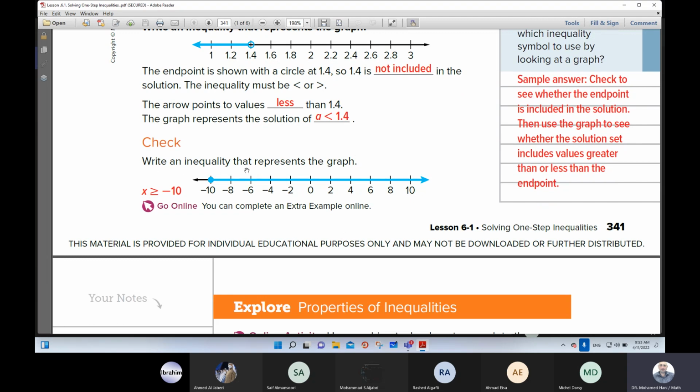The second example here, write an inequality that represents the graph. As you see, this is the endpoint, and we have here a shaded circle, means negative 10 is included in this solution, and the arrow to the positive side means the value of the variable starts from negative 10 and increases to infinity. So we can use the variable x. The value of x greater than or equal. Why do we use equal? Because here we have a shaded circle. Greater than or equal to negative 10.